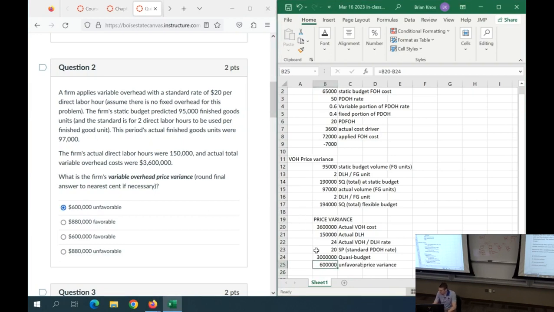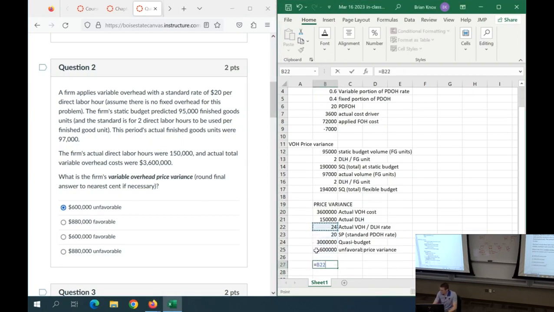Okay, if we did the algebraic way, actual price minus standard price, and I've got to put parentheses in, times the actual quantity, we get the same answer. We just formulate it a little differently. Get these two rates, subtract the difference between these two rates times the actual quantity, and that will give us the price variance as well. Let's copy that over. Okay, questions on that one? Cells you want to see?